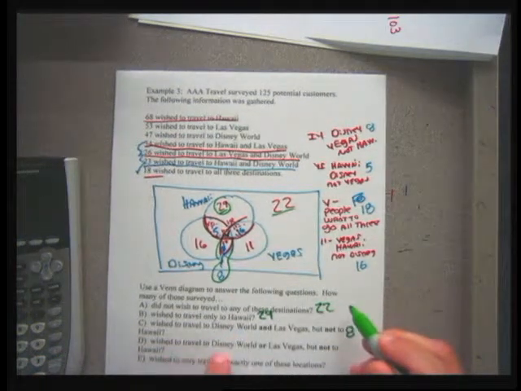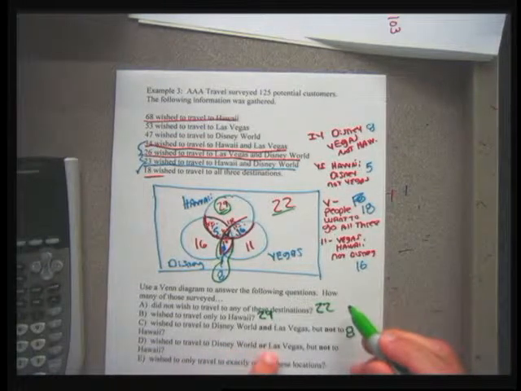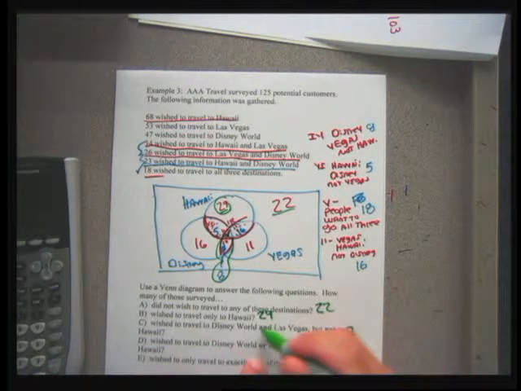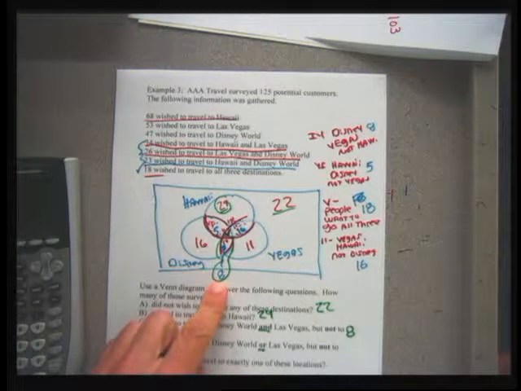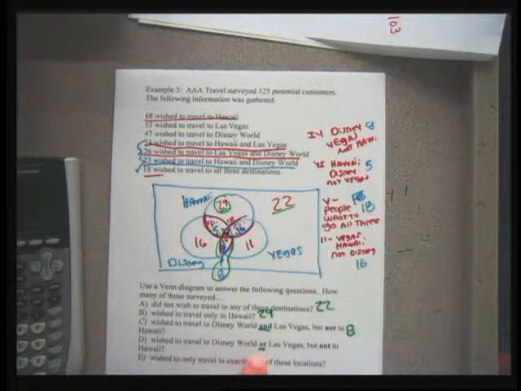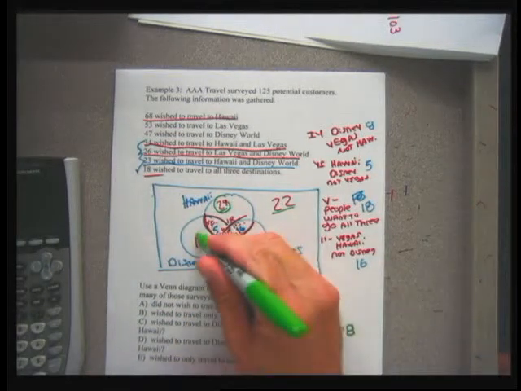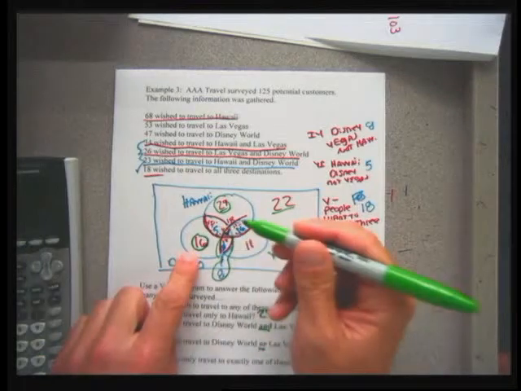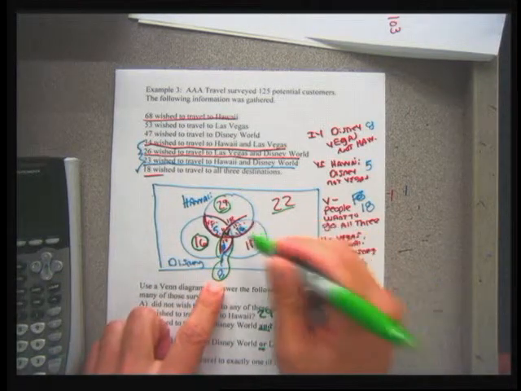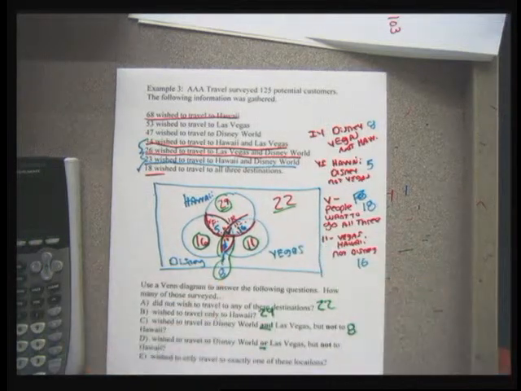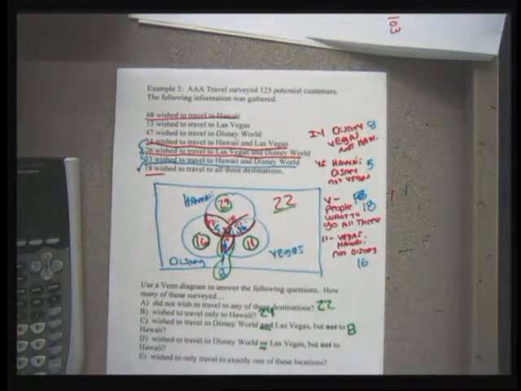How many want to go to Disney World or Las Vegas, but not Hawaii? Look at the difference between these 2 questions. The answer is going to be different. The and is very restrictive, and only counted the 8 people that wanted to go to Disney and Las Vegas, but not Hawaii. The or counts more people. These 16 people that wanted to go to Disney, but not Hawaii, count in an or. The 8 that wanted to go to both count in an or. And the 11 that wanted to go to Vegas, but not Hawaii, count in an or.